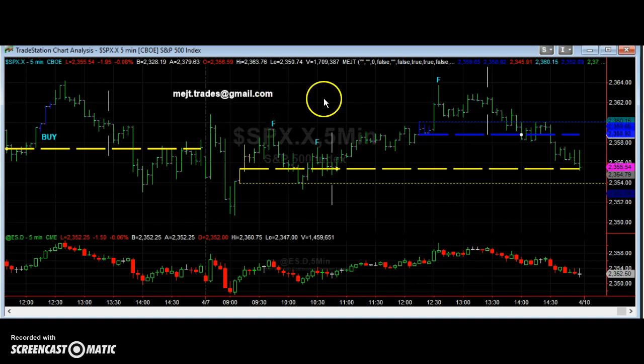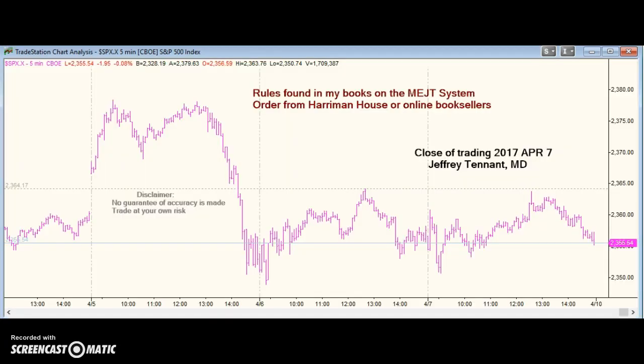During the day, MEJT identified these rallies as false. The targets were all hit. It dropped and closed to the MEJT support level. I don't think it'll hold. This is a pattern which usually starts low and rallies throughout the day.